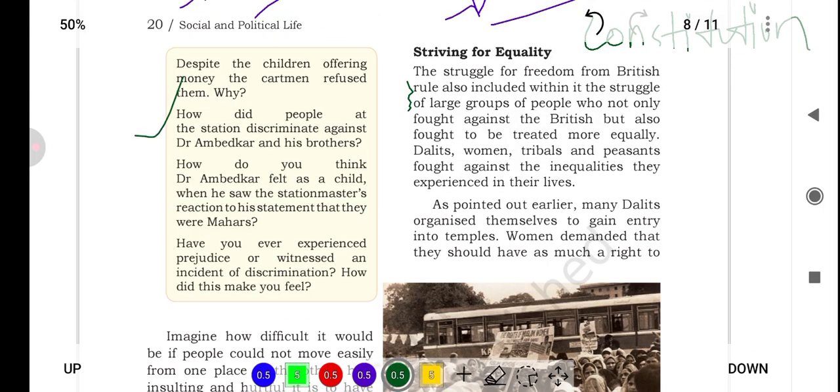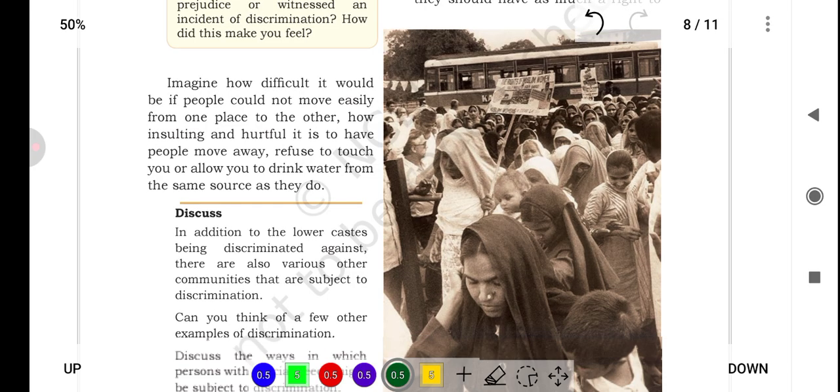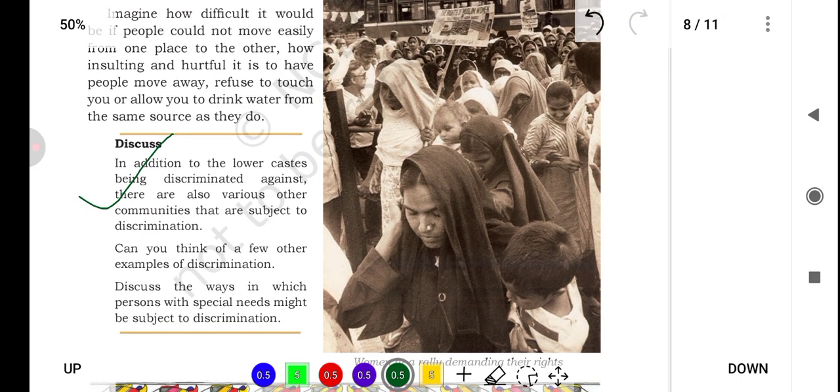If you want, you can read out the small snippet. Imagine how difficult it would be if people could not move easily from one place to another. How insulting and hurtful it is to have people move away, refuse to touch you, or allow you to drink water from the same source as they do. You can read this as well by pausing the video. This is a picture of women demanding their rights.